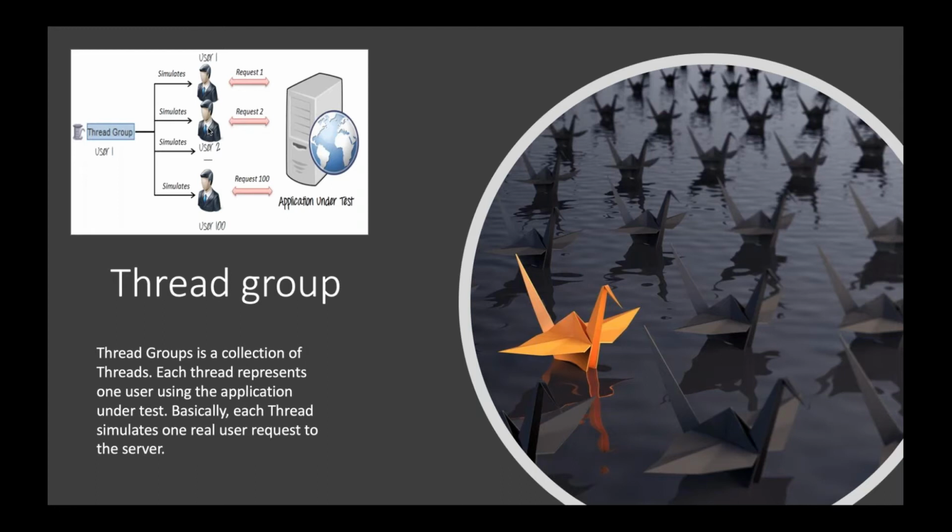So what does JMeter do? Internally, we are taking a thread group. What does this thread group do? It will create users, as mentioned in this diagram. A user is nothing but a thread. Every thread represents a single user. User 1 sends request 1, user 2 sends request 2. In the same way, for 100 users, the diagram shows 100 requests being sent to the server, and the server responds to all 100 requests.